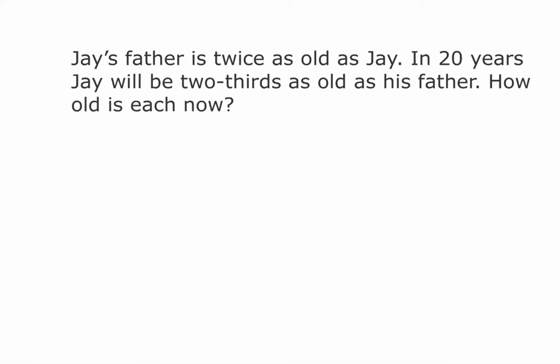Okay, so J's father, let's call the father F. Father is twice as old as J, so 2 times J. In 20 years, so this is 20 years in the future, this time we're not going to subtract, but we're going to add because we're going into the future. So in 20 years, J plus 20 is the same thing as is or was. It's just the future tense.